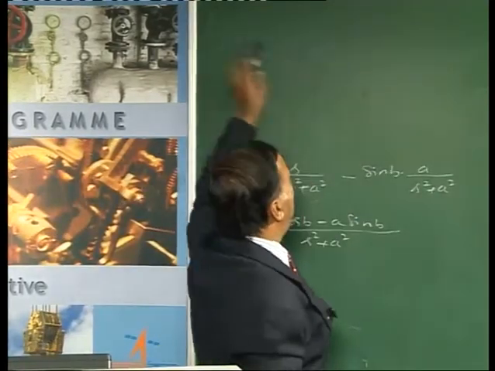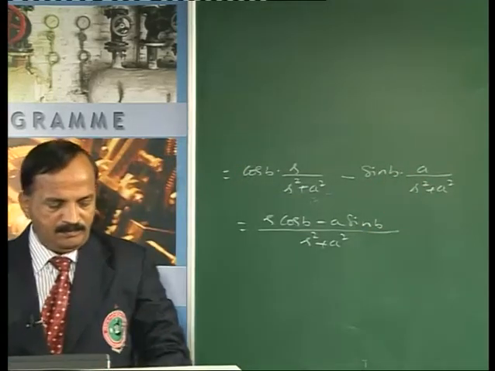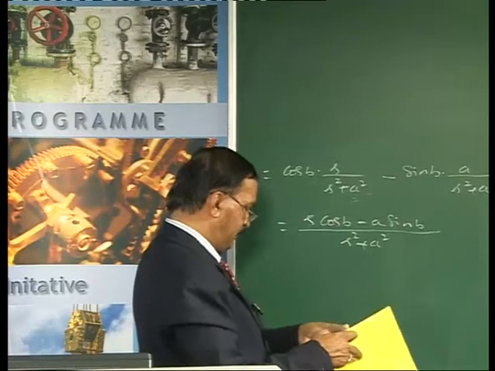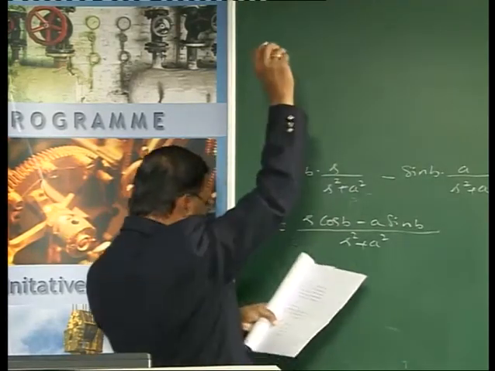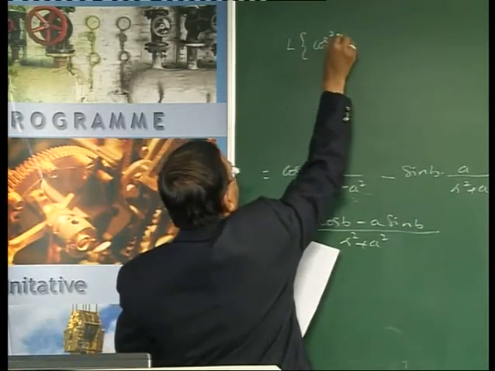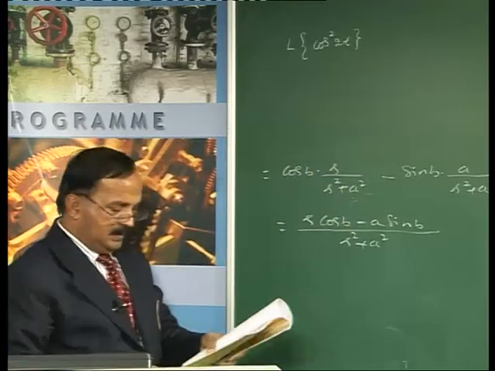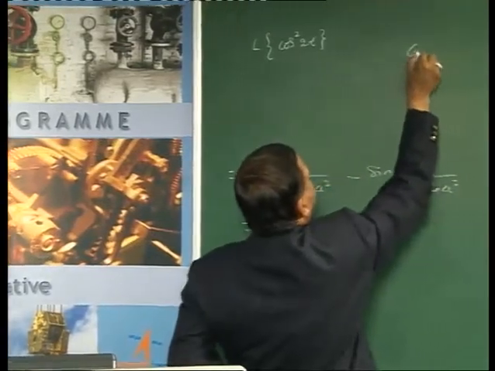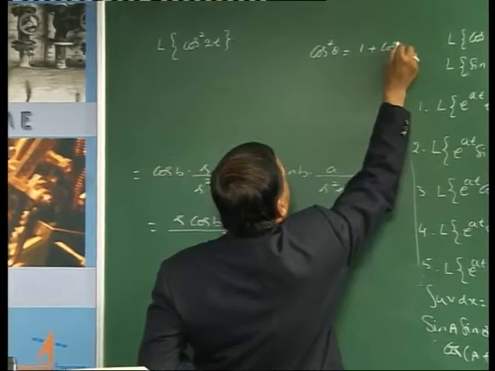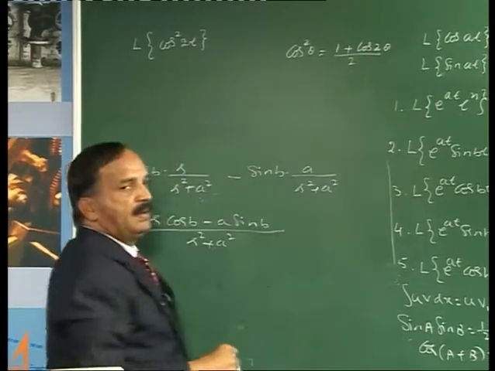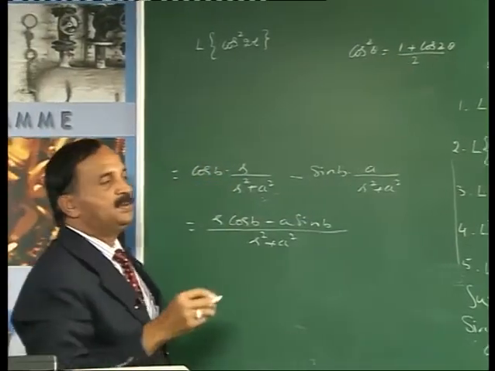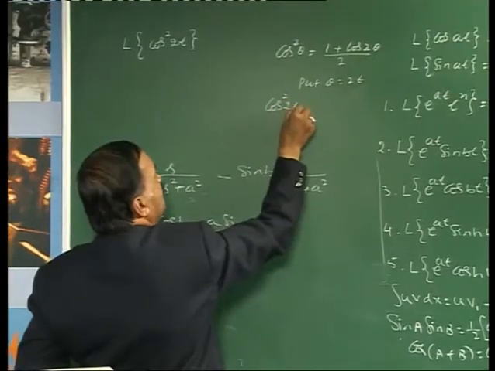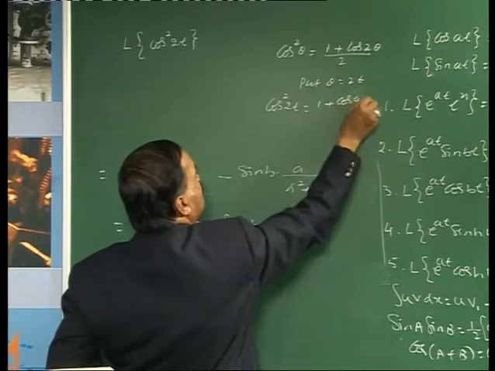At the same time, there are a number of problems here. Find L of cos square 2t. We know cos square theta is equal to 1 plus cos 2 theta by 2. So put theta equal to 2t. Then cos square 2t is equal to 1 plus cos 2 into 2t, that means cos 4t, by 2.